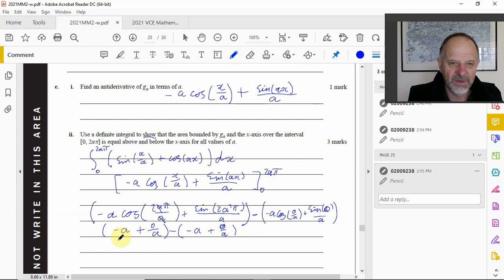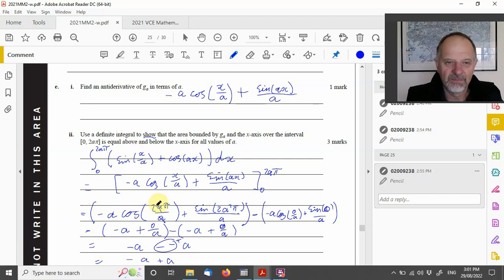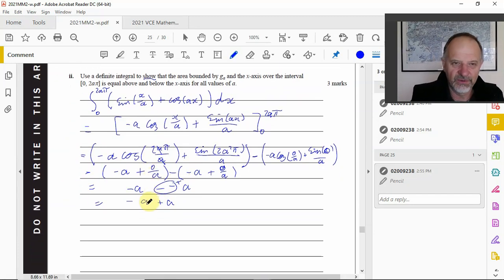All right, so what do we got here? We've got just negative A there. We've got negative A minus A. Of course, that's a positive. So we've got negative A plus A equals 0, for that integral.